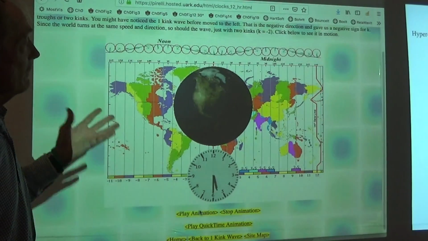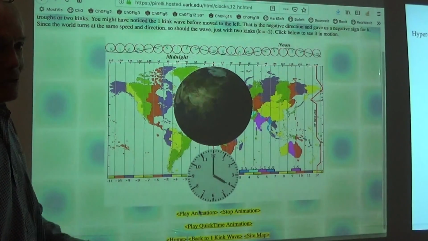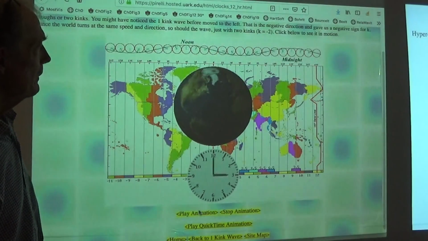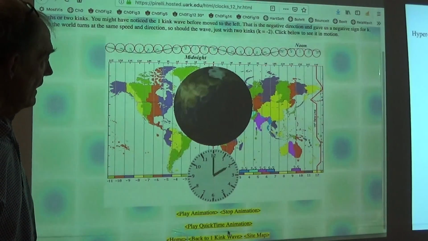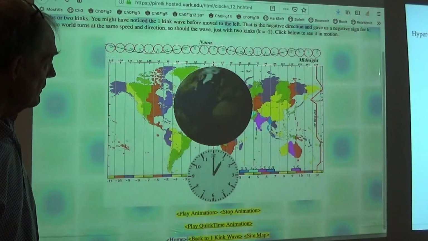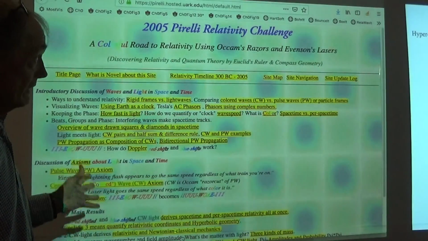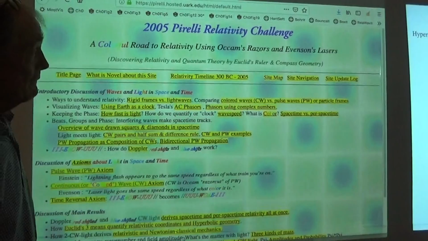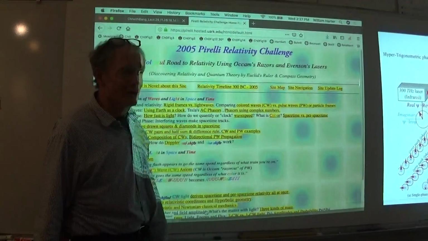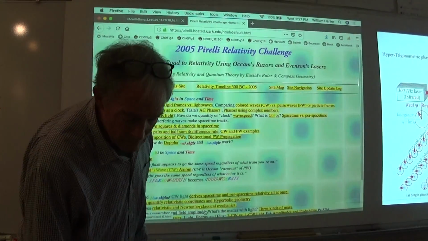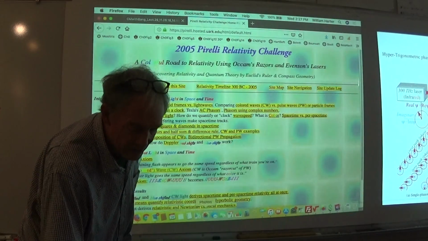Okay, so this is the wave with k equal 2. We're going to get used to wave vectors and stuff in just a minute here. So I thought you ought to see that. Now this is a very old website that we made, 2005, the miracle year plus 100. Okay, we'll talk more about that later.